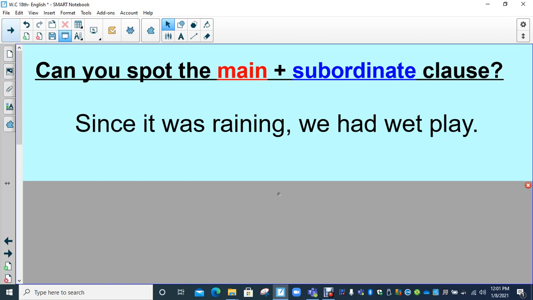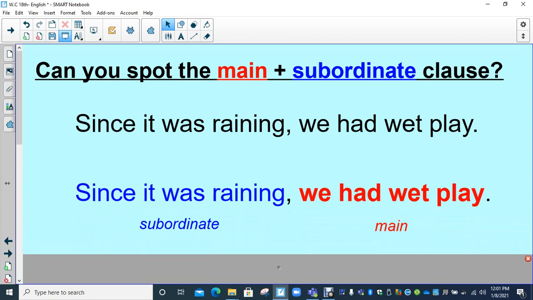So let's see if we can find the main and the subordinate clause in this sentence here. So we've got, since it was raining, we had wet play. Now, a really good way to look for the subordinate clause is to look for the subordinating conjunction. So, since it was raining, my subordinate conjunction being since, this in blue is my subordinate clause. And then I've got my main clause. We had wet play. We had wet play would make sense on its own, whereas since it was raining would not. It needs something to be added to it. But a subordinate clause just adds more information to that main clause.